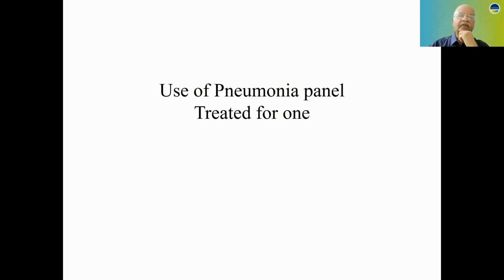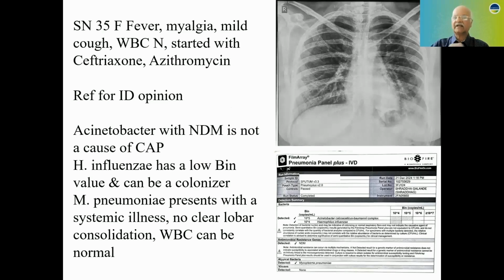Now, this is an example where we used this panel but treated only for one organism. And let's see how we can do that. So this was a 35-year-old lady with fever, myalgia, and mild cough. The WBC was normal. She was started on ceftriaxone and azithromycin, commonly used in community-acquired pneumonia, and the patient was referred for an ID opinion.